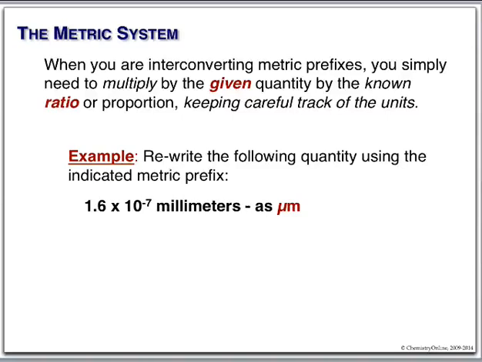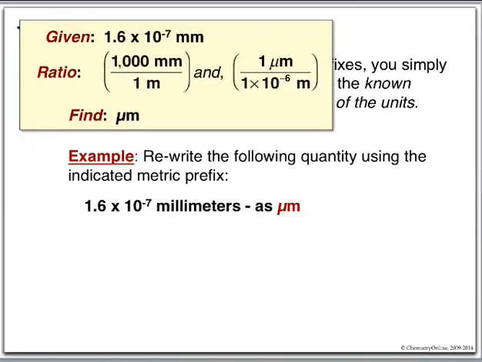So, our given, 1.6 times 10 to the minus 7 millimeters. I've written two ratios here. The first one relates millimeters and meters. There are 1,000 millimeters in every meter. Our second one relates micrometers and meters. Micro, remember, is short for 10 to the minus 6. So we're going to do this the same way. We're going to start with our given.